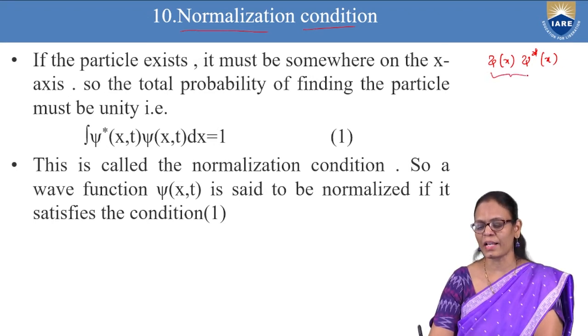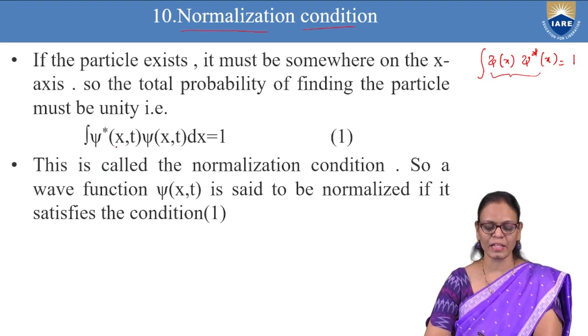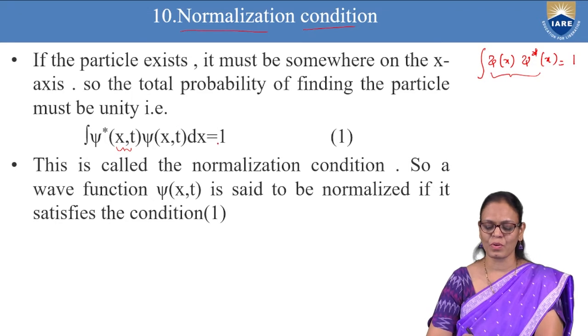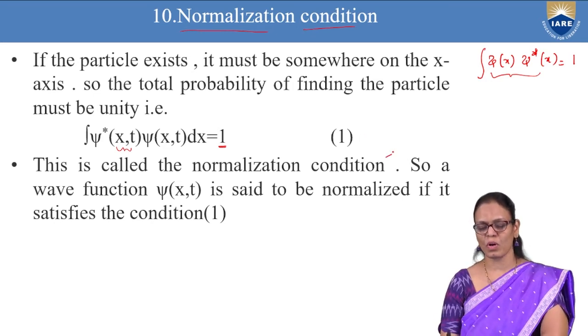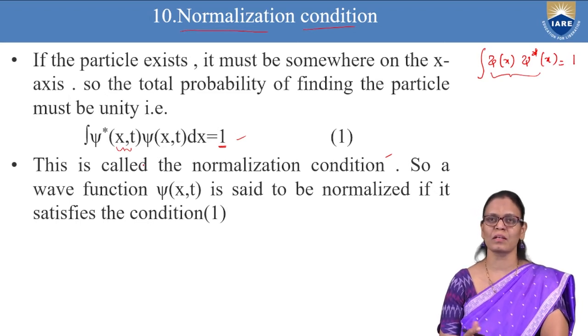So when you have ψ*ψ, and you want to know the probability of finding the particle in a certain region, when you integrate it over the entire space, the probability of finding it should be 1. So the integral of ψ*ψ, where ψ is a function of x and t, means it varies with time and position, is equal to 1. It means the maximum probability is 1. So this we call the normalization condition. A wave function is said to be normalized if it satisfies this condition.